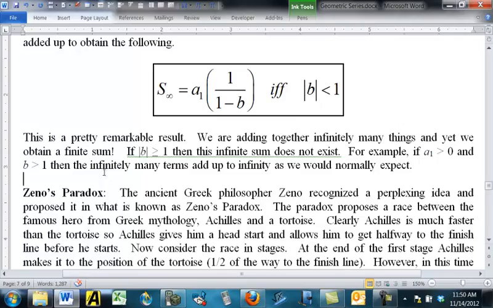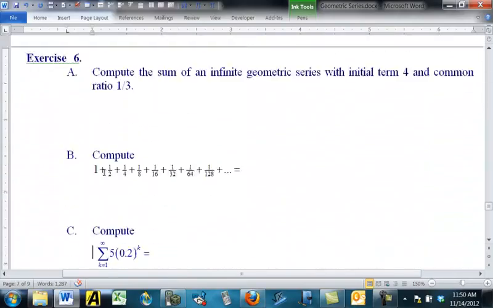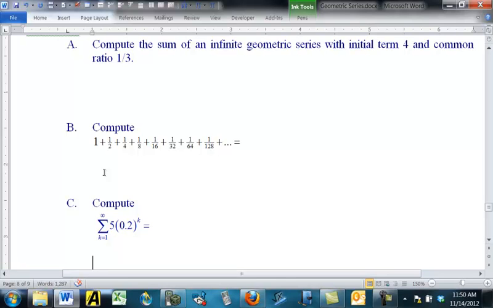Okay? So use that formula and figure out the solution to these exercises. Compute the sum of an infinite geometric series with initial term 4 and common ratio a third. Compute 1 plus a half plus a fourth plus an eighth and so forth. And then compute the sum of 5 times 0.2 to the k from k equals 1 to infinity. When you finish this, come back and we'll check your answers. Press pause now.